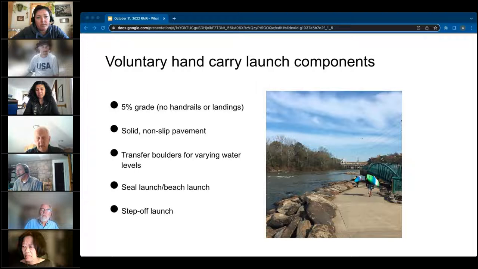But the step-off launch is preferred by open boaters like myself, where you have some deep water and a fairly high step where you can brace your paddle against the bow of your canoe, and step into your canoe while the boat is held steady by the paddle impinging on the step. The next slide.